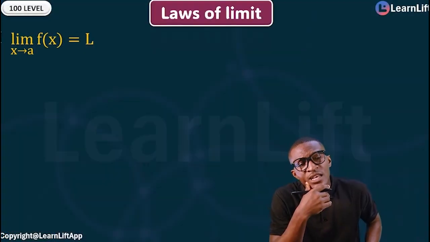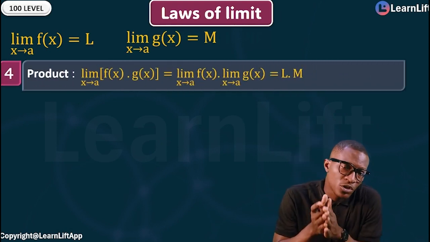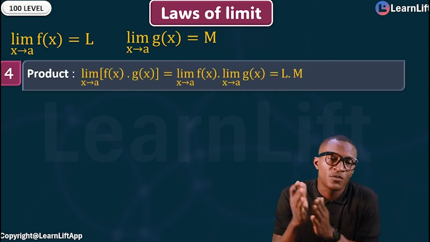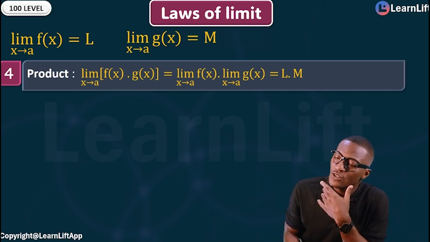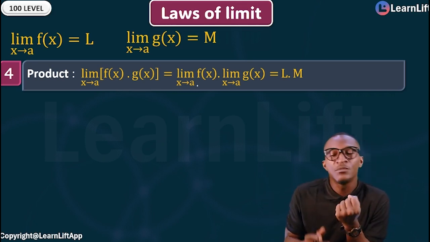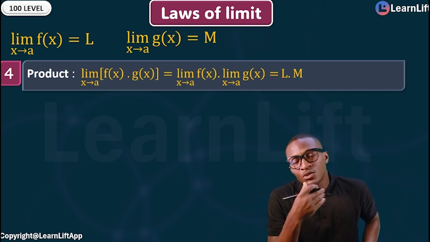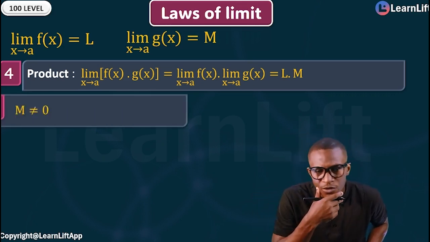Enjoy. The next law, we say f of x and g of x. Let's see our law 4. Law 4 is just the product. Just the way we have the product of the limit is the limit of the product. Are you seeing that? So if you have lim f of x and g of x, it is equal to lim g of x times lim f of x, or you say L times M. So the product of the limit is the limit of the product.